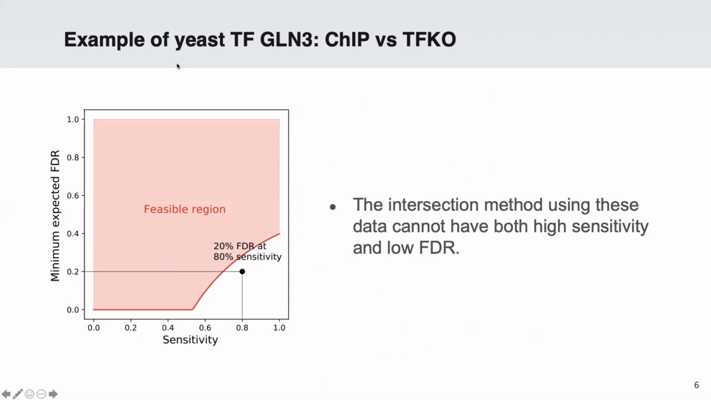We apply the formula to one example, shown here, the transcription factor GLN3, where we're comparing the TF binding locations and the TF perturbation response data. What we're plotting is the relationship between the sensitivity and the minimum expected FDR, where the red line is the FDR lower bound as a function of sensitivity. With this data on this transcription factor particularly, we cannot achieve both high sensitivity and low FDR lower bound.